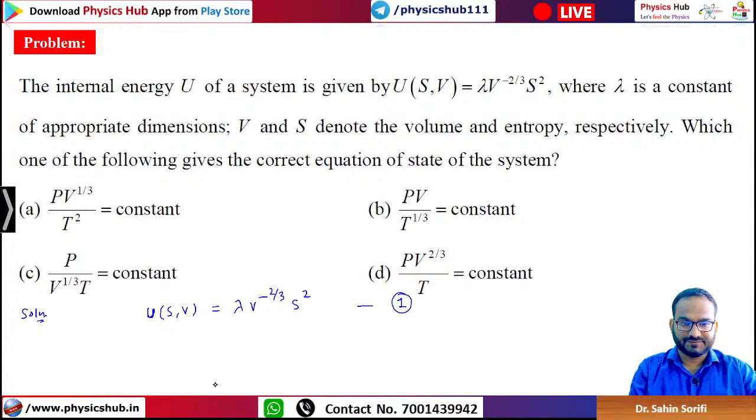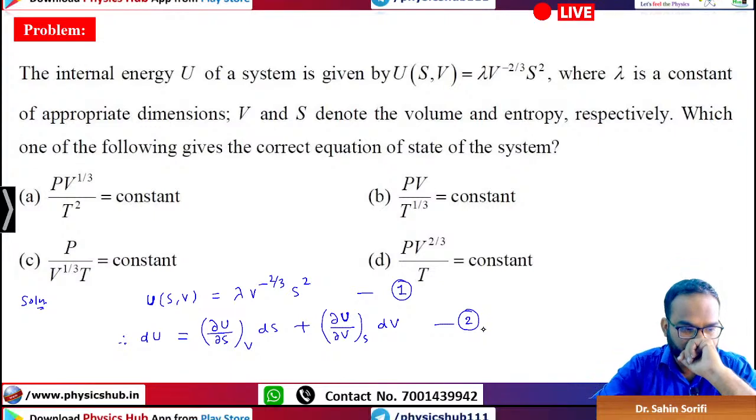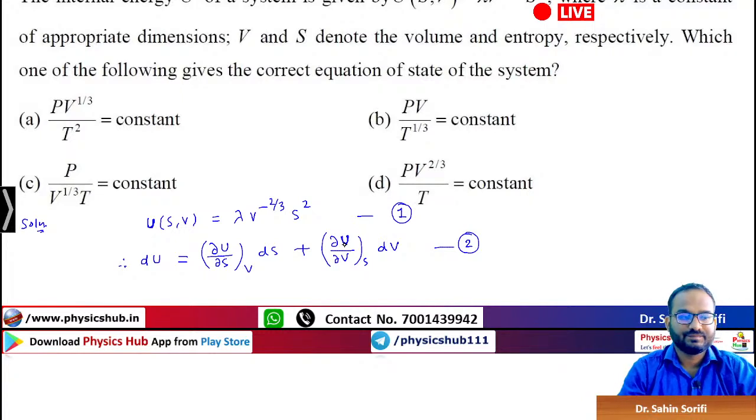of state. If you write the total differential of U, du, you know the formula from mathematics: you can write it as del u by del s at constant v ds plus del u by del v at constant s dv. Let's say this is equation number 2. Now you need to calculate del u by del s and del u by del v.